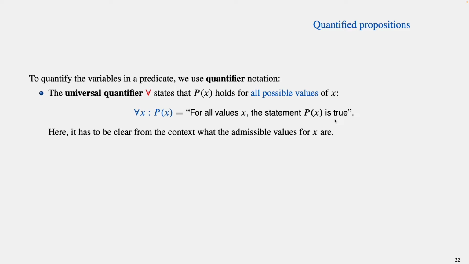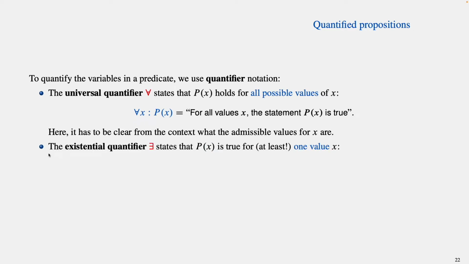And it has to be clear from the context here what the admissible values for x are, so which values we can plug in for the variable x. Now just a side remark, this colon here is just an auxiliary symbol that I use to enhance readability, and it has no meaning for the logical content of the proposition. Okay, so it's just for easy reading.